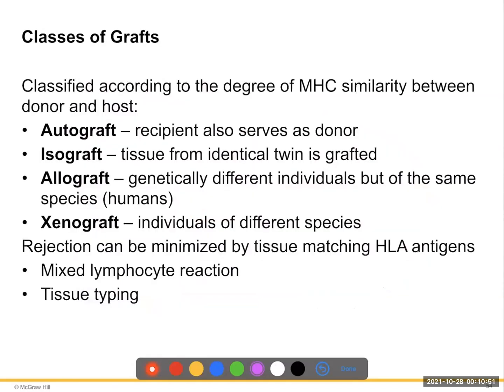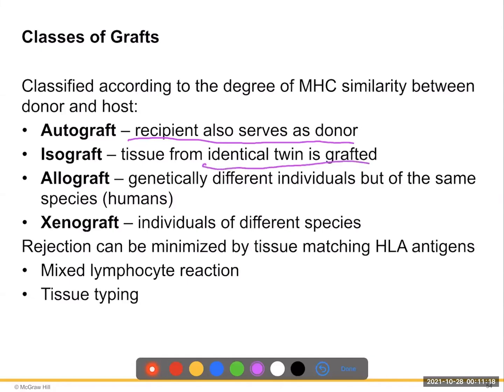There are different types of grafts we can use. We can use an autograft, where the recipient also serves as the donor. We take it from a different site. We do grafts in the roof of the mouth for periodontal disease. We can take it from the palate and put the graft onto the outside of the teeth to help prevent periodontal disease from breaking down. That's an autograft.